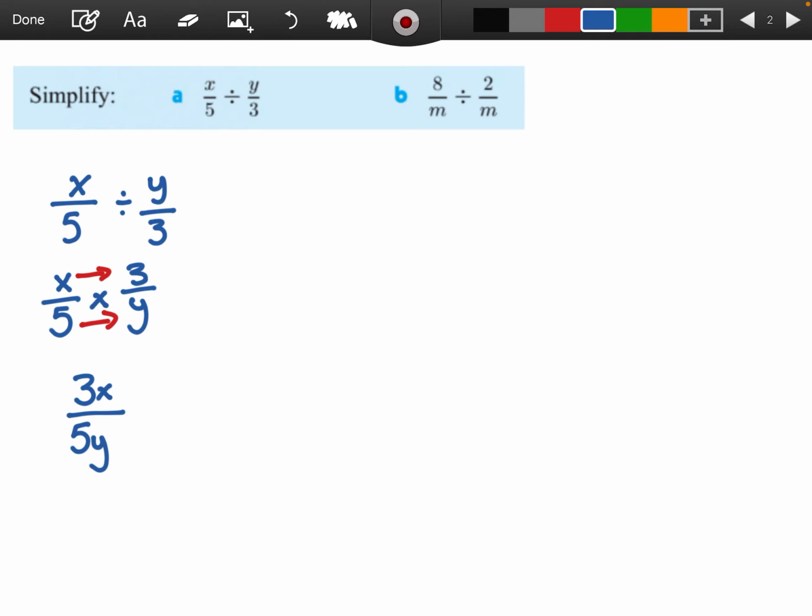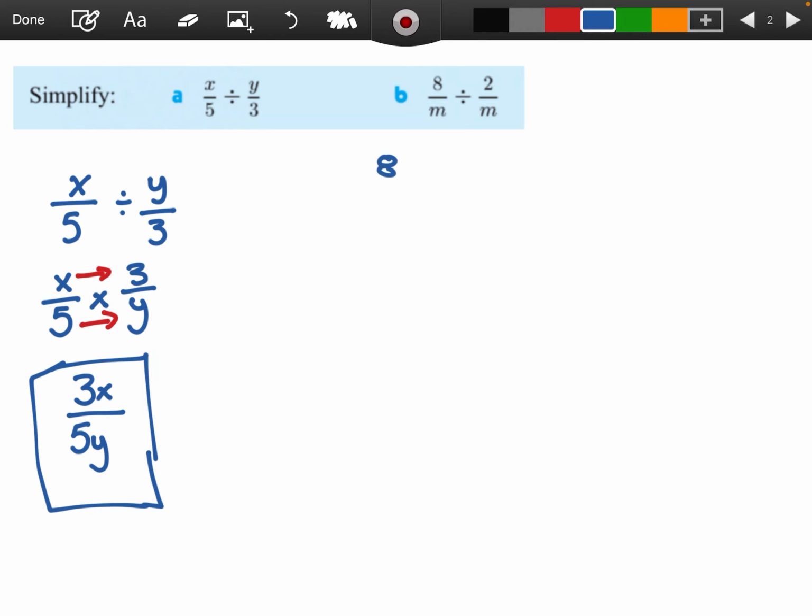Then we look to reduce where we can. So 3 over 5 as a fraction cannot be reduced, and x over y are not similar terms, so you can't cancel anything out. This cannot be simplified any further than it is. So 3x over 5y is your final answer on that one.